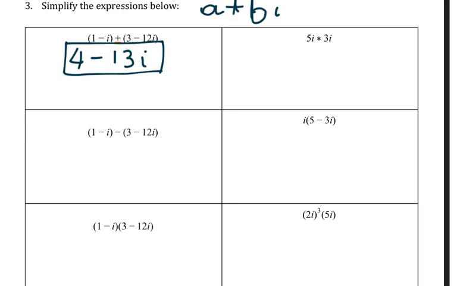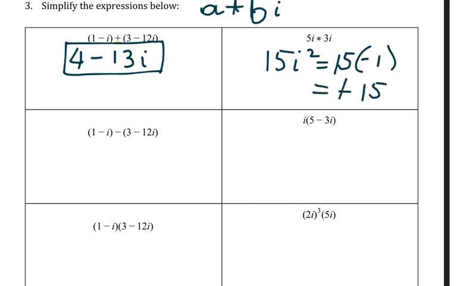So it has a real part and imaginary part. In example number 2, I have 5i times 3i. So I'm going to multiply coefficients. So 5 times 3 is 15. And i times i is i squared. I squared is not simplified for you. I can simplify more. So 15, and I know that i squared has a value of negative 1. So my answer is negative 15.